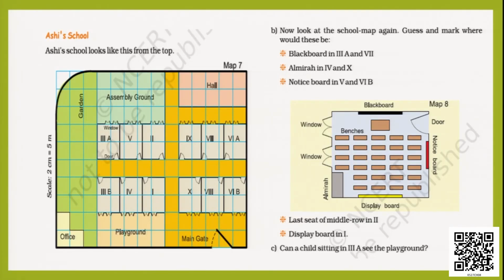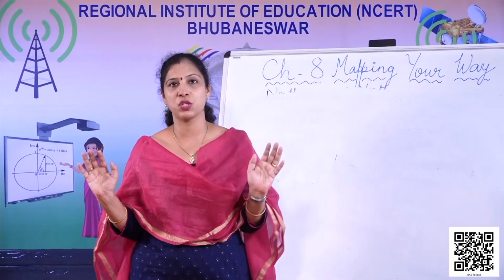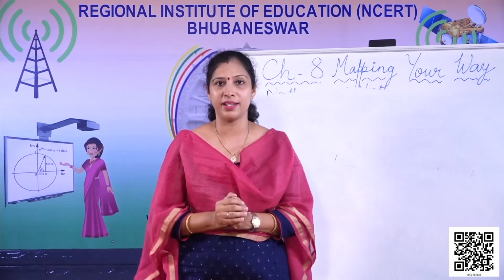This is Ashi's school's map. So here the school map, this is the main gate. From here you enter. There are different classrooms arranged over here. And here is the playground, and there is the office here, then the hall is here, and this is the assembly ground. So just by looking at this picture only, you can identify every place in the school without actually going there.